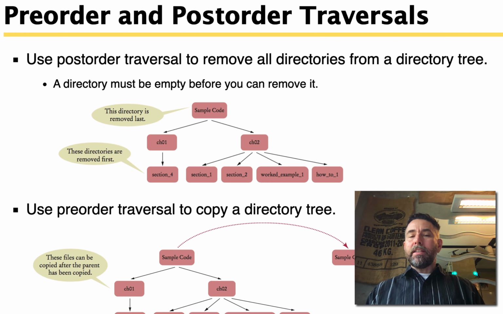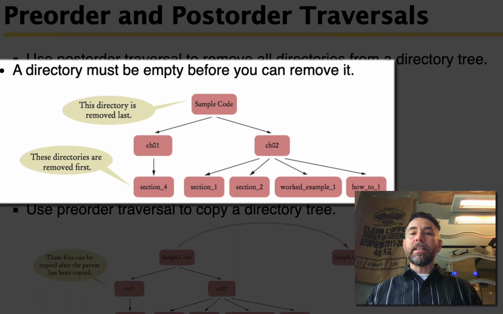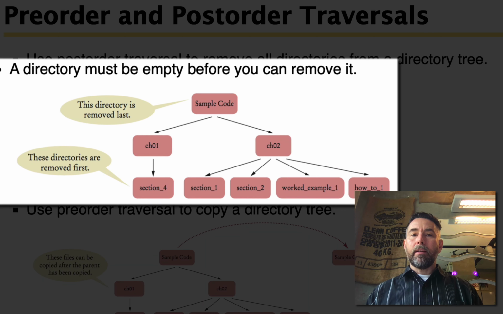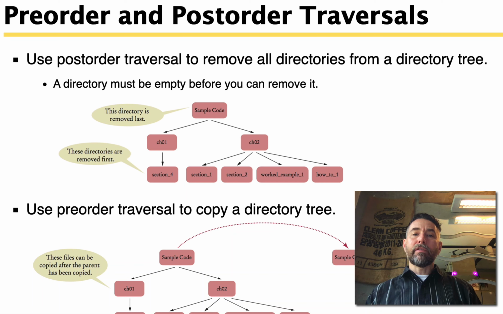When might you use these different methods? Well, in addition to printing things out, maybe you might like to delete all of the data in a directory. To do that, it makes sense to first remove all the data from your children before you remove yourself, just to make sure everything is cleaned up. So if you think about a file hierarchy, maybe you have a sample code directory and a directory for chapter 1 and chapter 2. Well, what you want to do is process the left and the right, and then process yourself last.